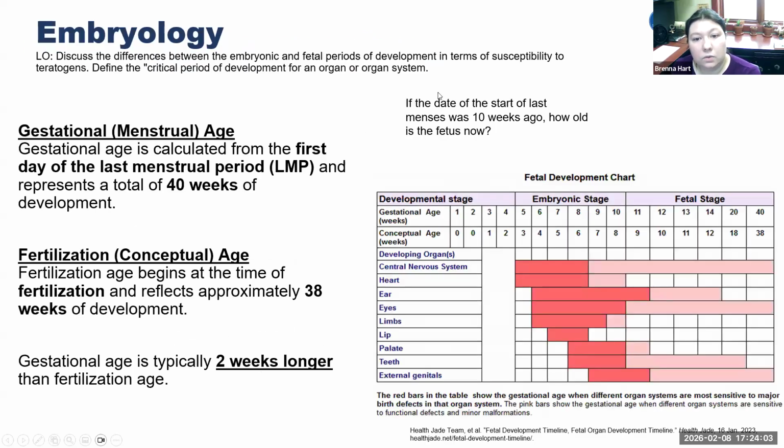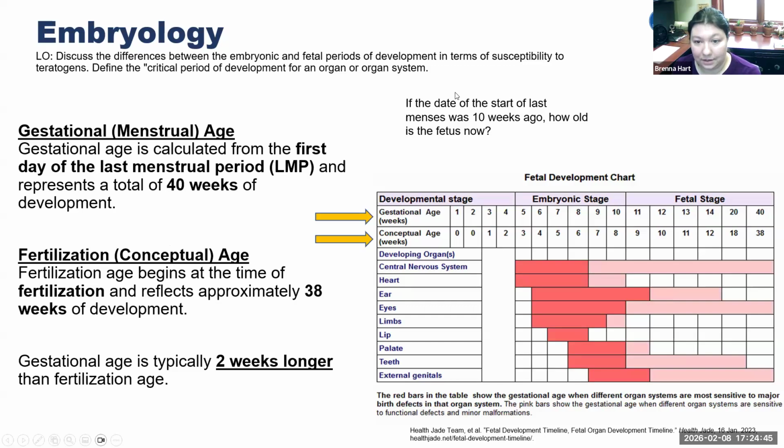All right, so moving on to embryology, our last section. We're going to start with just some basic ages. So you can go with gestational or menstrual age, or you can go with fertilization or conceptual age. Gestational age is determined by calculating from the first day of the last menstrual period, so LMP, last menstrual period. And this is where you get the 40 weeks of development from. Fertilization or conceptual age is counted from the time of fertilization, so it's only representing about 38 weeks of development. So on average, your gestational age is always going to be 2 weeks longer than your fertilization age.